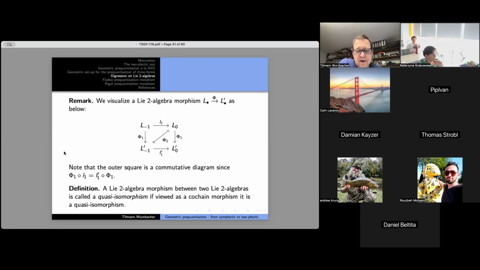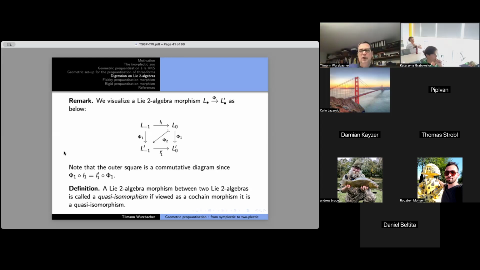So it means it is a morphism in the world of Lie 2 algebras, but it's not an isomorphism from the point of view of vector spaces or complexes. It's an isomorphism once one goes to cohomology. Yeah, this is a quasi-isomorphism between two complexes. It's a morphism of two complexes.